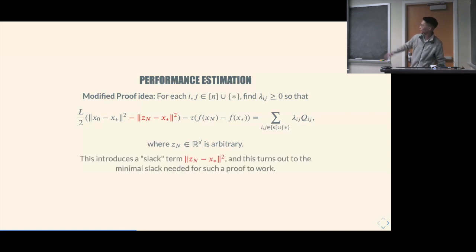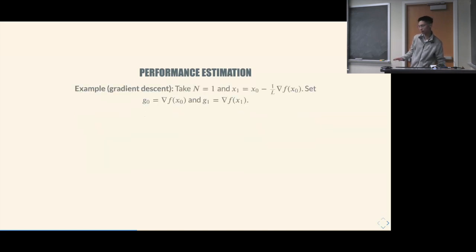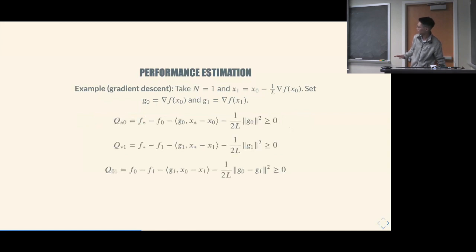Yeah, so this slack term is exactly what's needed for this thing to work. I've done out this example in the case of gradient descent just to make sure everything is very concrete. Here my algorithm is simply going to take one step where I set x1 equal to x0 minus a multiple of the gradient of the function. And g0 here is the gradient of f at x0, and g1 is the gradient of f at x1.